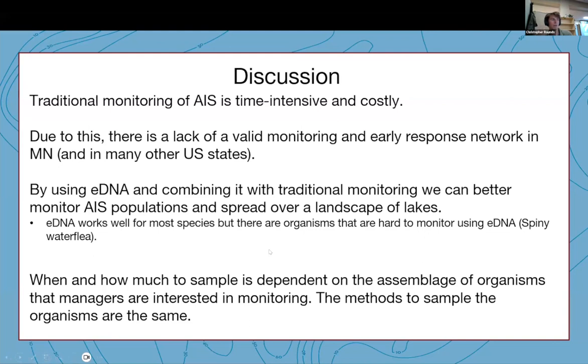And when and how much to sample is dependent on the assemblage of organisms that managers are looking for. But the nice thing that Anna pointed out is that the methods to sample these organisms are not species specific. So you don't have to use different filter sizes for different species. All of the things that Anna mentioned apply to all of the species.